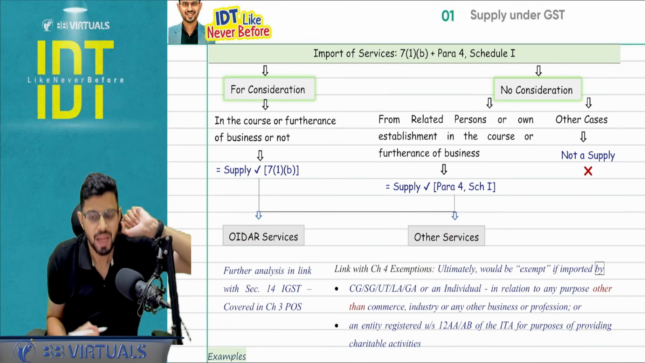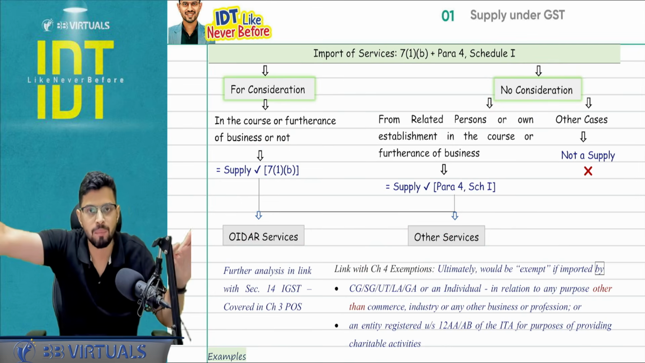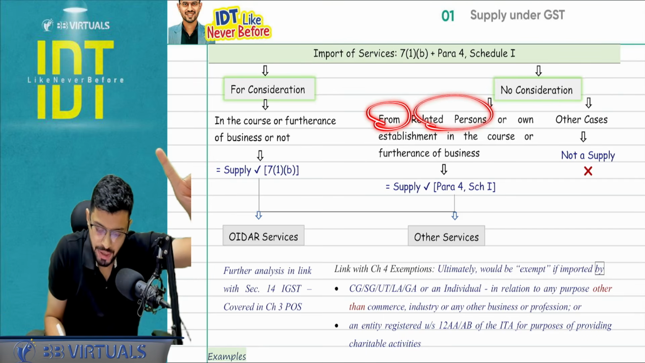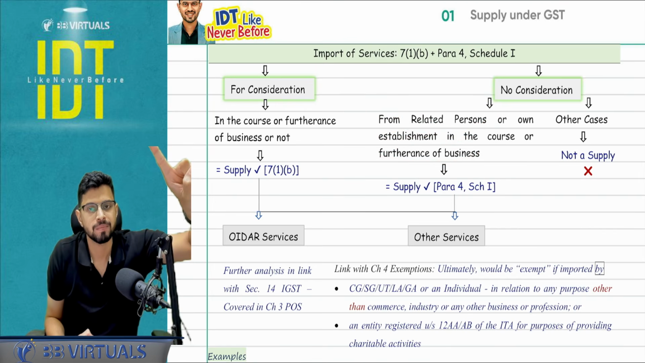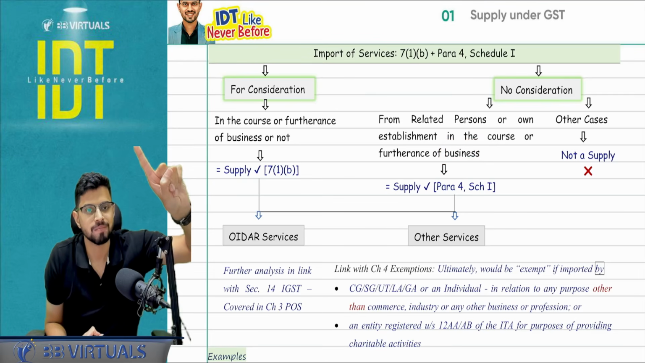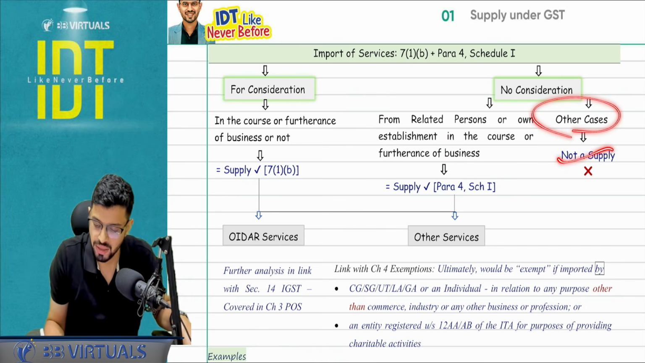But if there is no consideration, 7(1)(b) is out of your mind. Schedule number 1, paragraph number 4, two conditions. First, you are importing from whom? Related person or own establishment. Second condition, in the course or furtherance of business. If both are satisfied, it is a supply due to paragraph number 4, Schedule number 1. Other cases, not a supply.